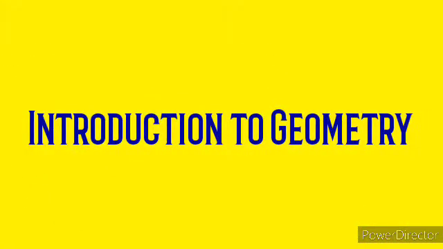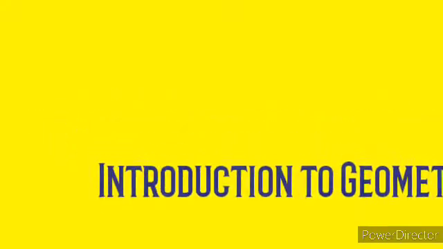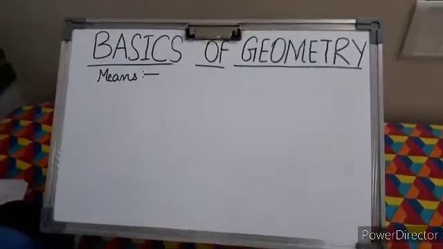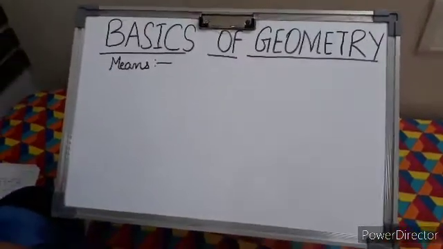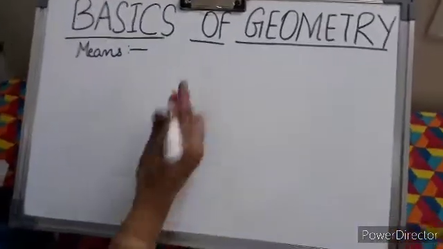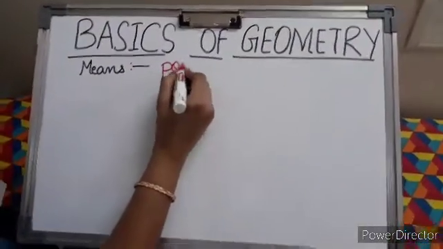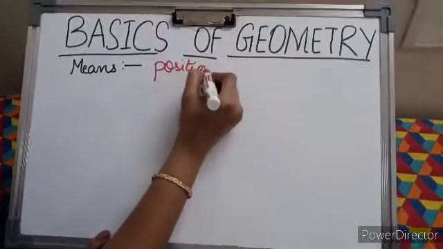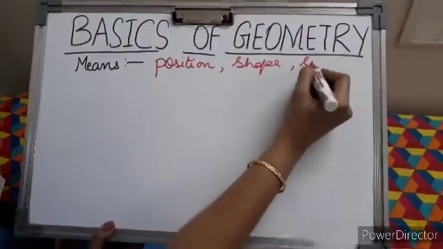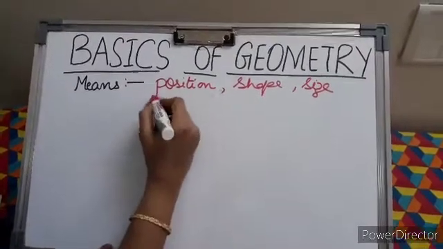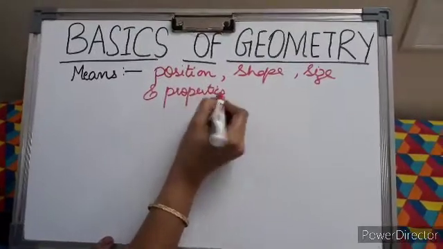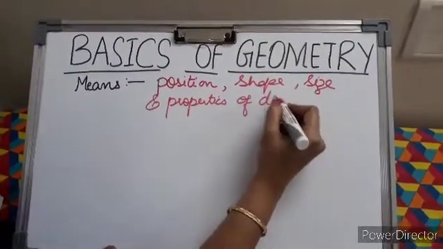Today we will discuss the chapter Geometry, Basics of Geometry. It is a very vast chapter but very easy. Let's see what is the meaning of geometry. What does that mean? Geometry is a study of position, shape, size and properties of different figures.